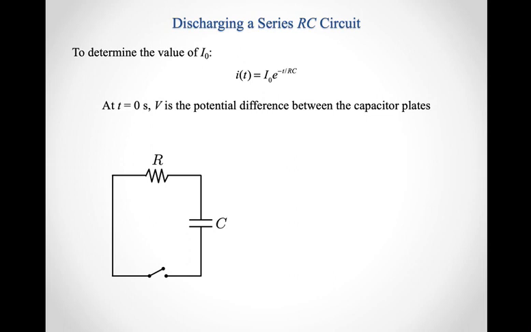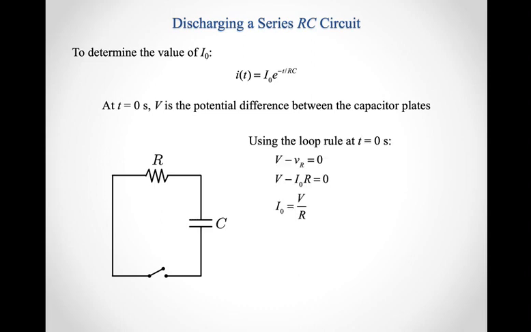Again, if we want to think about that initial value of the current, we're going to play the same game, which is basically we want to think about what's going on at t equals 0. At t equals 0, we're going to let capital V be the potential difference between the capacitor plates. So notice we don't have a battery in our circuit anymore. The capacitor is what's acting like a battery, and so the V here is whatever the initial potential difference was between the plates when they were fully charged.